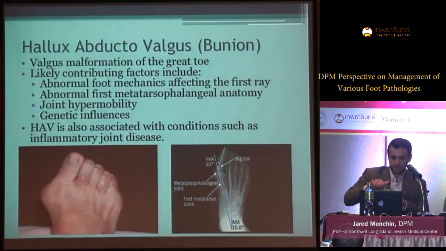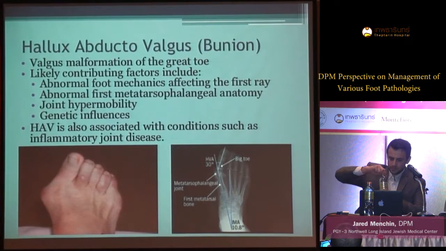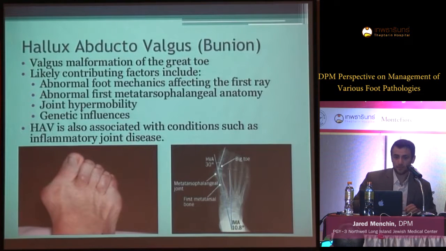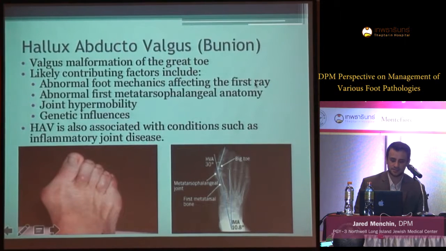So now moving on to our more musculoskeletal conditions that we treat is going to be our bunion, which essentially is just, from the looks, a bump on the medial aspect of the foot by the first metatarsophalangeal joint. Often it'll have a valgus twist of the big toe. So some contributing factors to this are going to be abnormal foot mechanics affecting the first ray, abnormal first metatarsophalangeal joint anatomy, joint hypermobility. Genetic influences are very important here. Also inflammatory arthritides can lead to this.